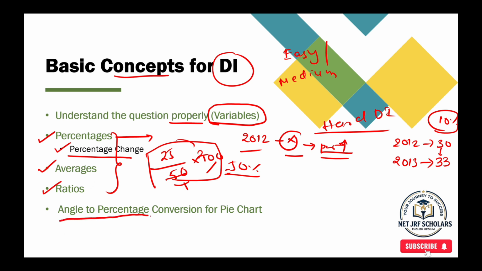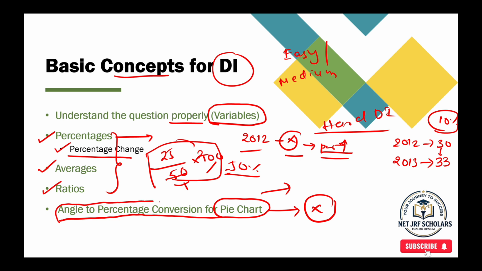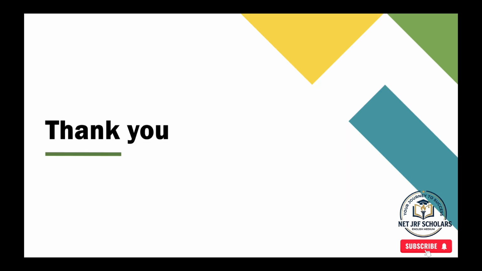As I mentioned, angle to percentage conversion is very important for the pie chart questions. If you do not know this conversion, you cannot attempt any question from the pie chart, because you cannot get any question correct. So it is important to know the angle to percentage conversion. Percentages, averages, ratios, and the angle to percentage conversion are the things you need to focus on.